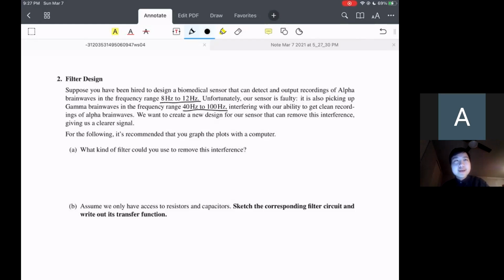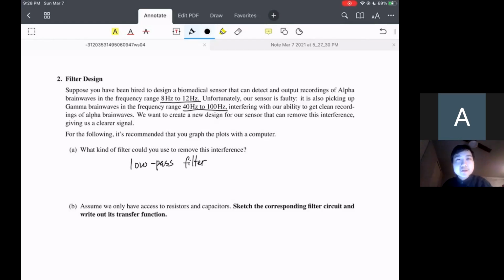Okay, so for part A, what kind of filter could you use to remove this interference? Since we want to retain the frequency range from 8 Hz to 12 Hz, and the thing that we actually want to have blocked are gamma brain waves in the frequency range 40 Hz to 100 Hz, which is much higher than 8 Hz to 12 Hz, what you actually want is a low pass filter, to block out this high frequency.